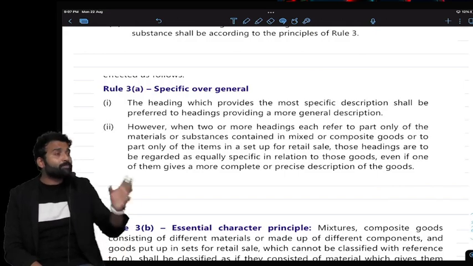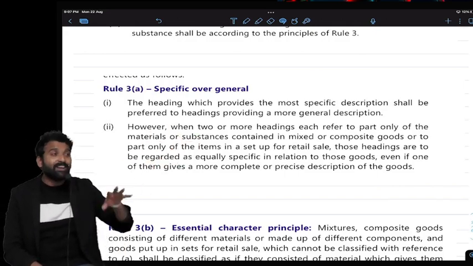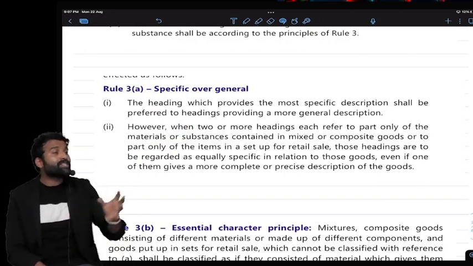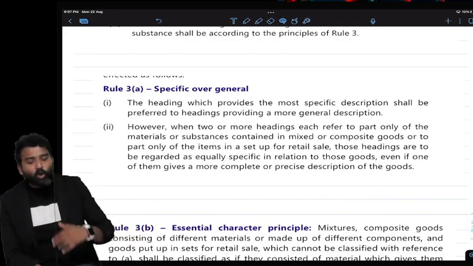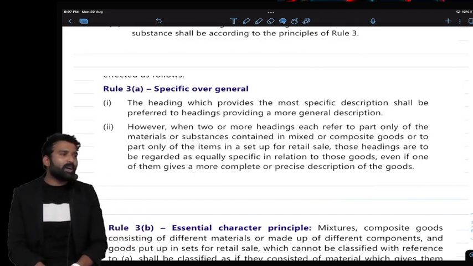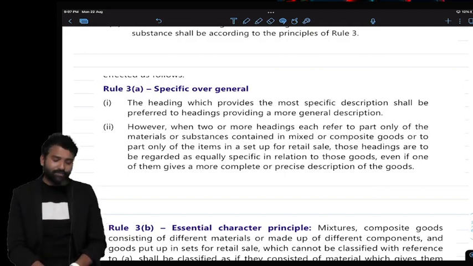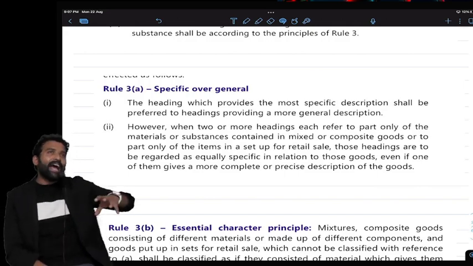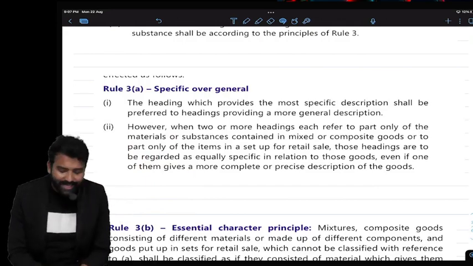Will I go for special or will I go for general? Of course I will go for special. That rule is always followed in interpretation of law. It is called specialia over generalia. Specialia over generalia means I will always go for special provision over general provision. That rule of interpretation I have to use in tariff valuation as well. So again, what it is saying is that I have some general heading and I have a special heading. Always follow the special heading.